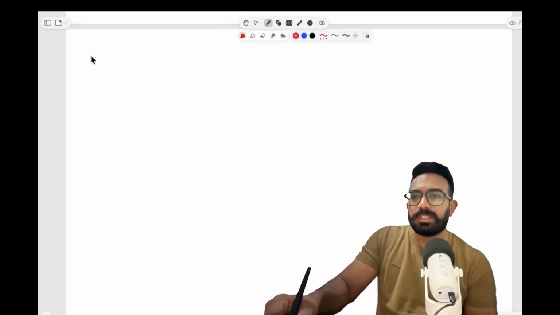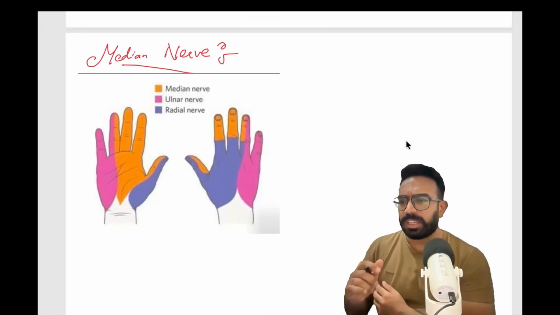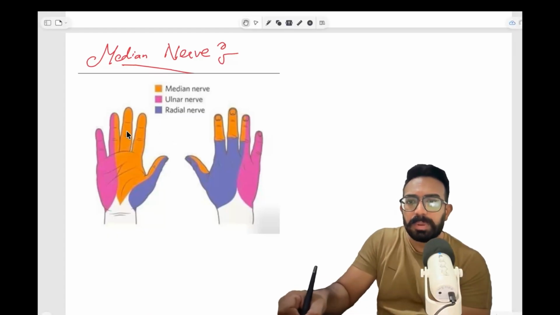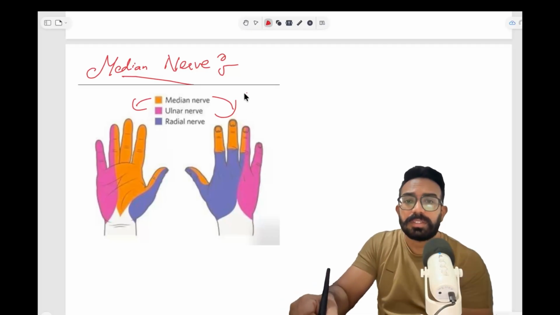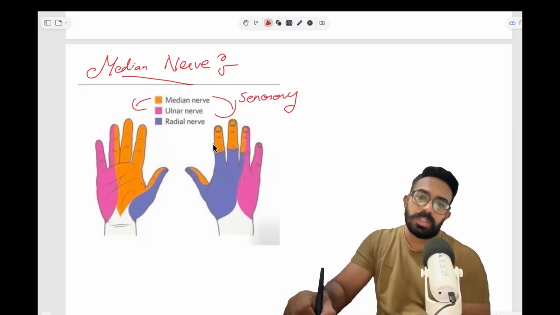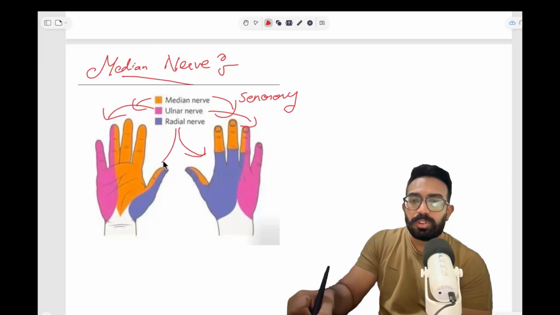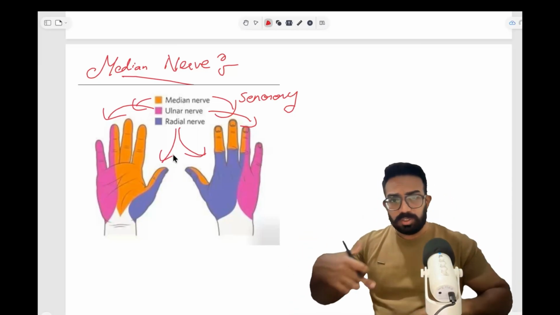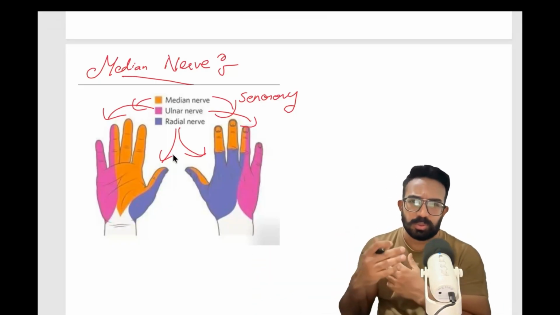Now let us discuss the median nerve. This diagram is going to be really helpful in knowing the supplies of various nerves. The median nerve supplies this region of the hand, which is the sensory supply, and ulnar over here, radial over here. Remember this diagram, this is given in all the major textbooks.